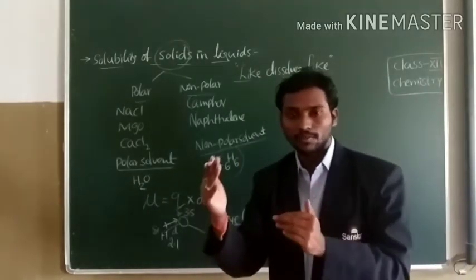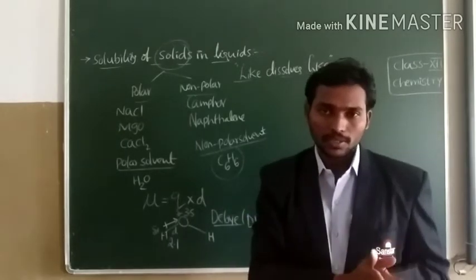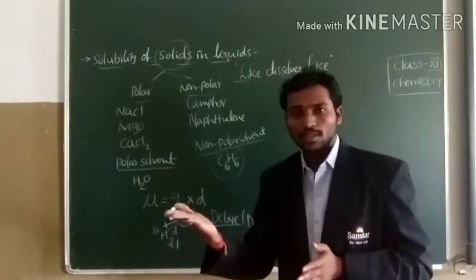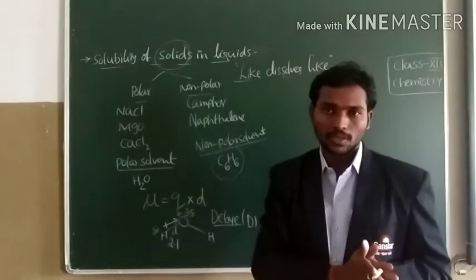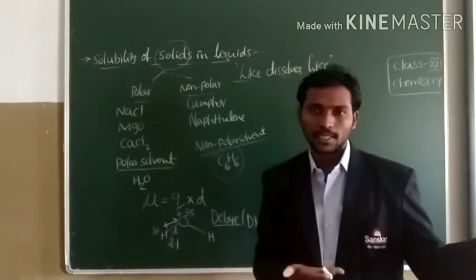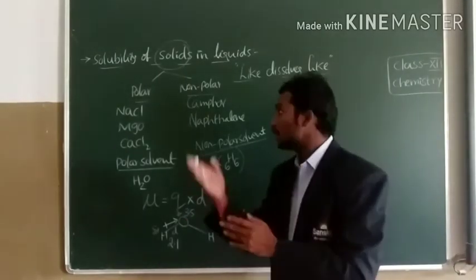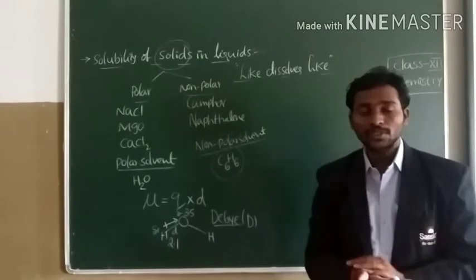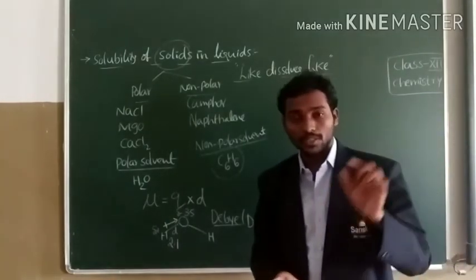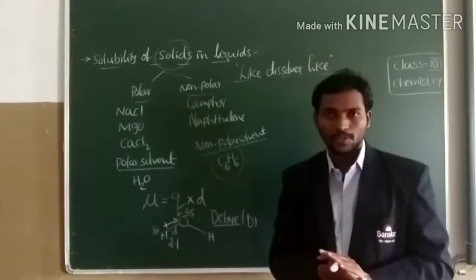When a solid dissolves in the given solvent, the solid is soluble in the solvent, which forms a solution. Because we have seen in an earlier class that a solution is a homogeneous mixture of solvent and solute. When a solid solute dissolves in the solvent, it forms a solution.